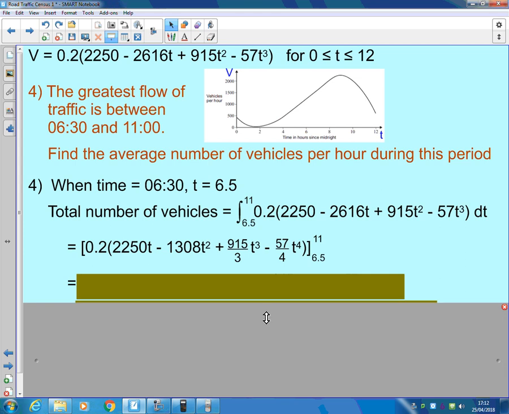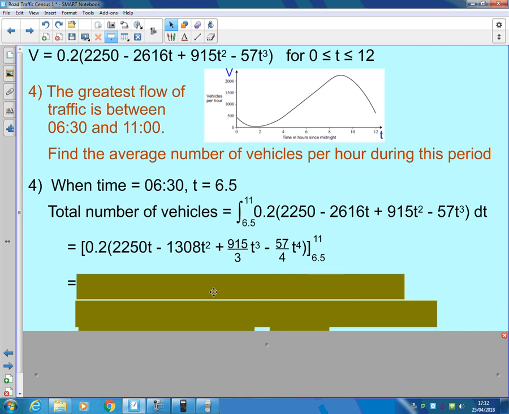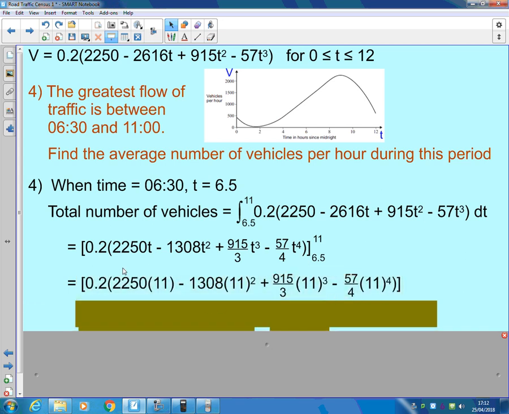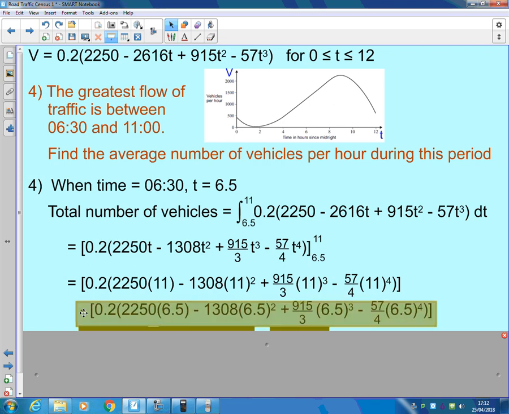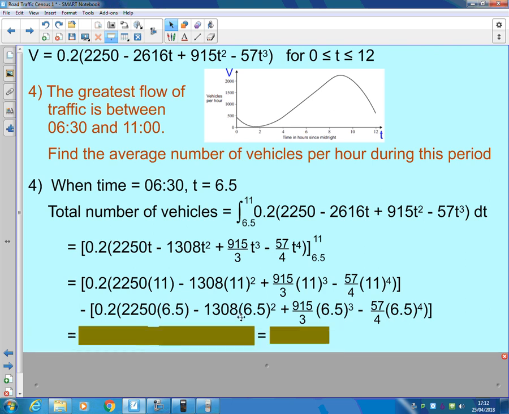Right, next stage. It is actually easy if I've done that as 305 because it saves a little bit of time later on. But having done it this way, I'll stick to it. I now need to put in 11 and I need to put in 6.5 and I take one away from the other. So firstly, I put all of this lot down. Wherever I see a t, I put 11 in brackets. And then I take away, same thing, putting in 6.5. Now, it's really important when I do this that I don't just go to my final answer. I show the two numbers. I show what I get there and I show what I get here.